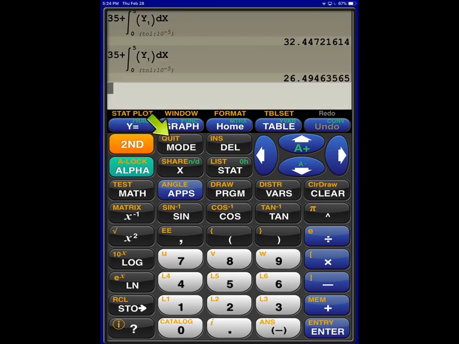Now when I press second and then quit and get back to my home window, I can plug in the integral and get my answer.